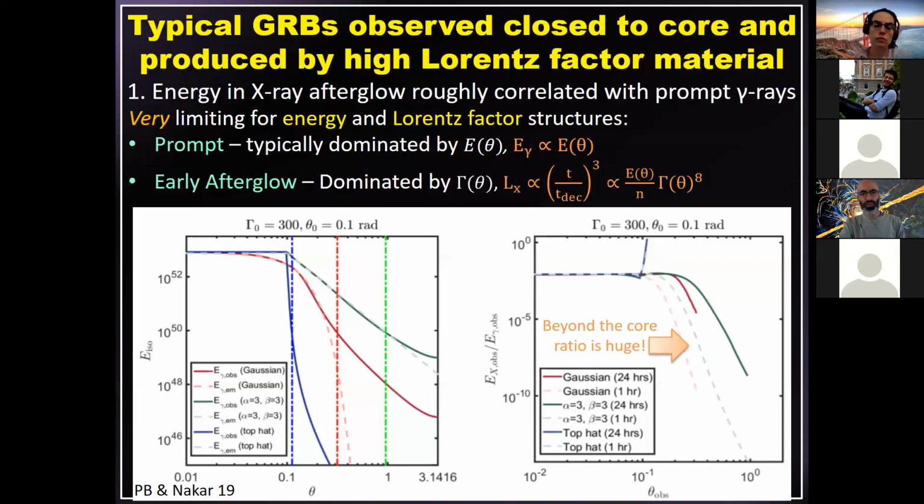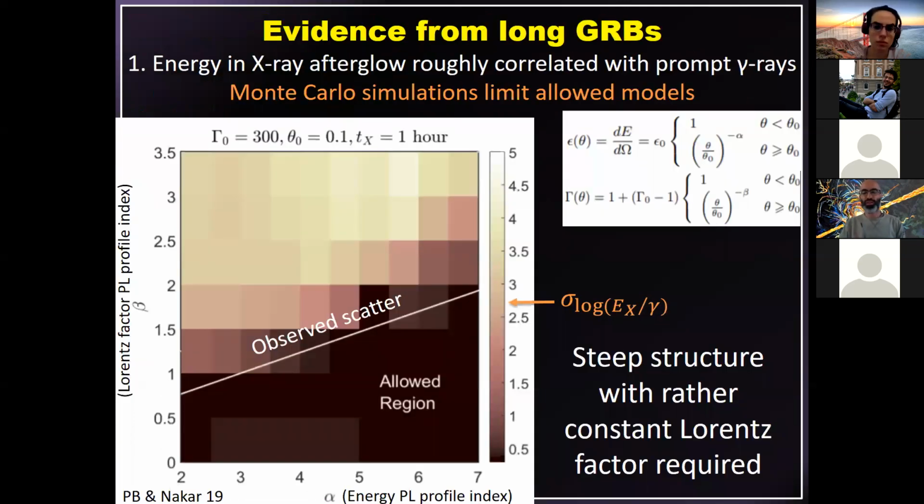One can do this in a statistically more robust way, which I'll spare you the details of, but the bottom line is captured by this figure. If you imagine that the energy goes as theta to the minus alpha beyond the core of the jet, and the Lorentz factor goes as theta to the minus beta beyond the core of the jet, you can basically rule out a large region of parameter space due to this type of consideration.